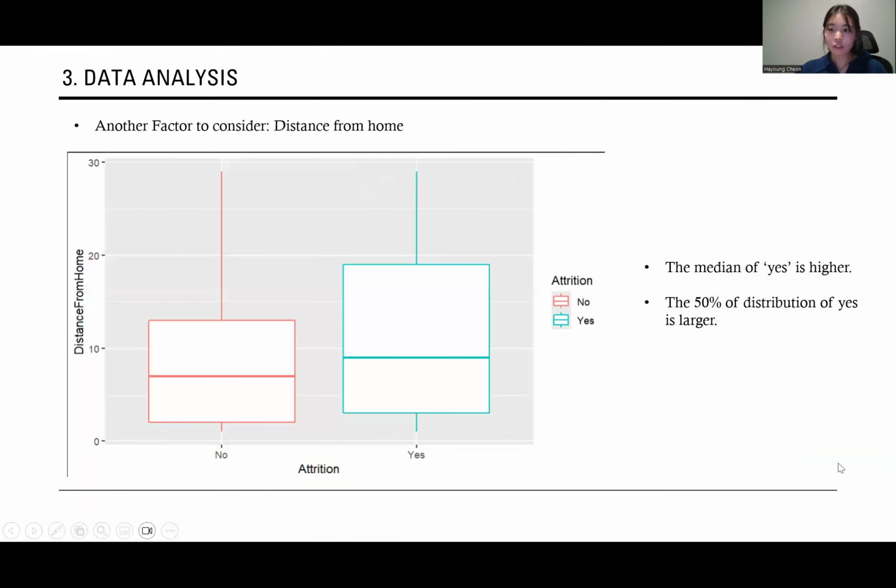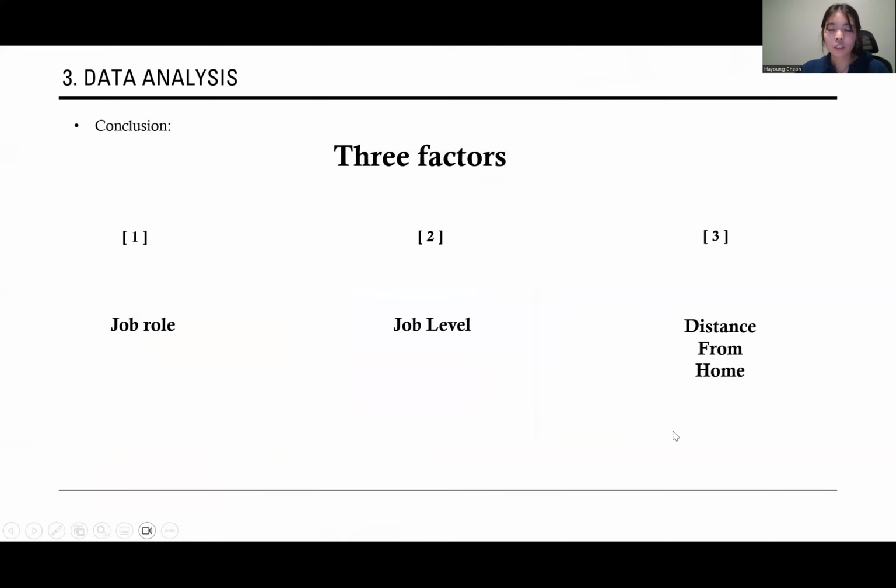So we have looked into job factors. I just wanted to see another factor, which is more of an environmental factor. And we could see some significance here. We can see that the median of yes is higher, which means that the employees who left the company tend to live further from the company. And the 50% distribution of yes is larger. So these are the three factors that I'm going to use to train the model.